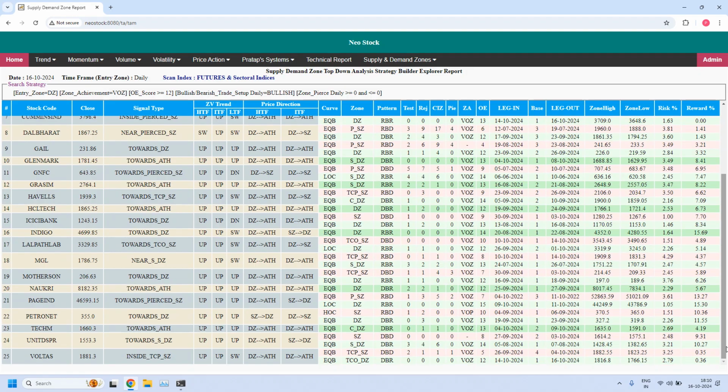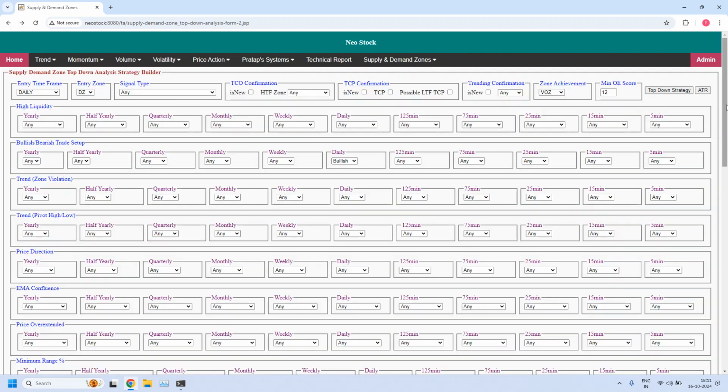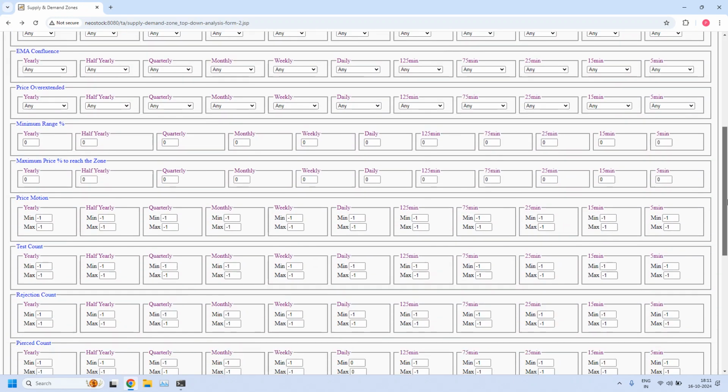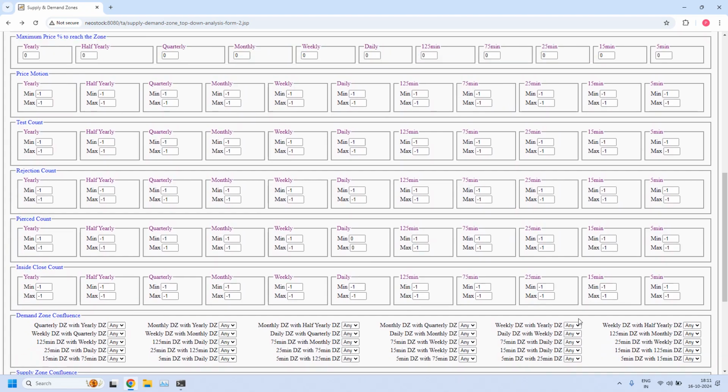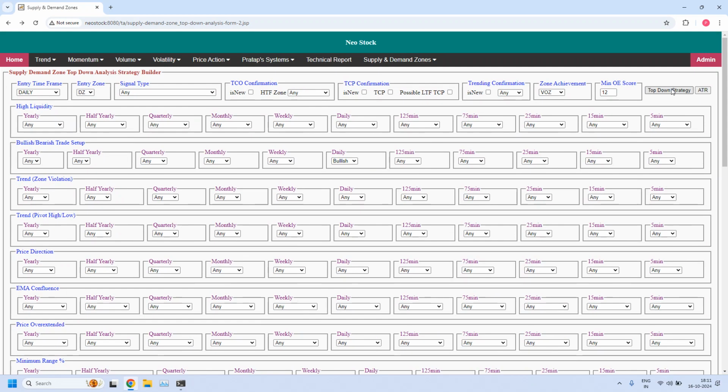If any of these daily zones are part of the weekly zones, that is called weekly zone confluence with daily time frame, and it is having high probability. So let's verify high probability stocks. With the daily demand zone confluence with weekly demand zone confluence, I am enabling the filter. With this filter, let's verify how many stocks we get.